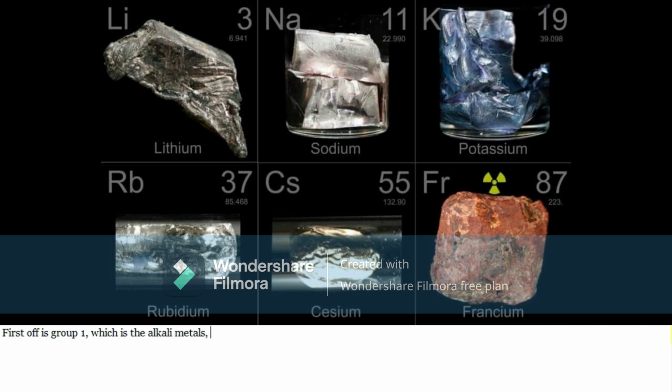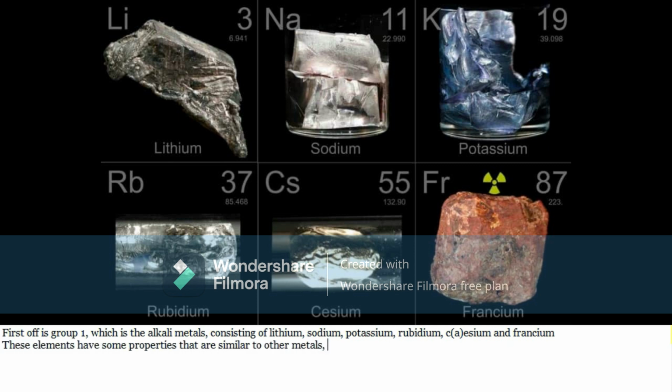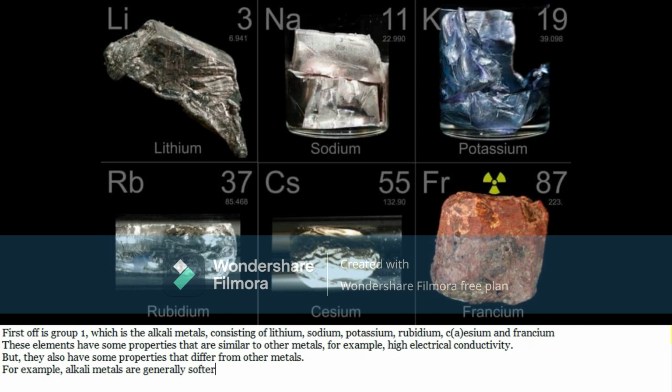Now, let's talk about the groups from left to right. First off is group 1, which is the alkali metals, consisting of lithium, sodium, potassium, rubidium, cesium, and francium. These elements have some properties that are similar to other metals, for example, high electrical conductivity. But they also have some properties that differ from other metals. For example, alkali metals are generally softer and more reactive than the other metals, as well as having lower density. You will notice that as you go down the alkali metals, some of their properties will differ.